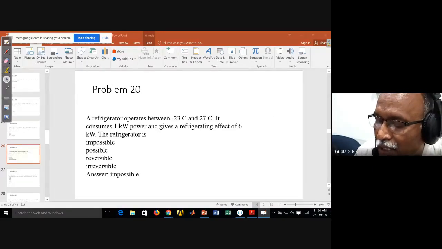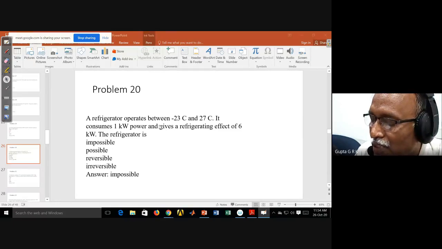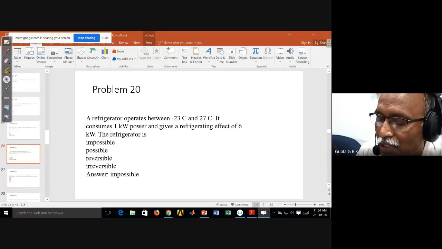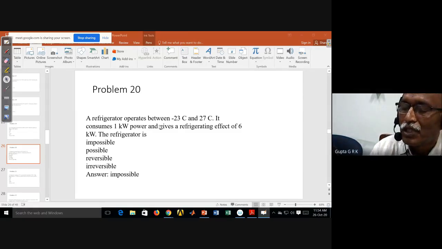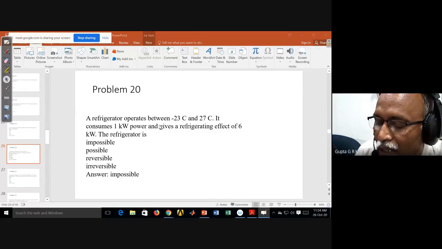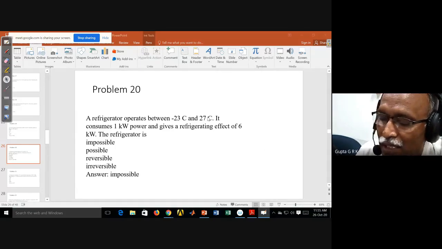And again, a refrigerator operates between minus 23 centigrade and 27 degrees centigrade, and it consumes 1 kilowatt power and gives a refrigerating effect of 6 kilowatts. The refrigerator is possible or impossible. First we have to find the COP of a reversible refrigerator using TL and TH. The refrigerating effect is QL, and W is 1, so QL by W is 6. So the COP of the actual refrigerator is 6, and we have to see whether the ideal is greater or less.